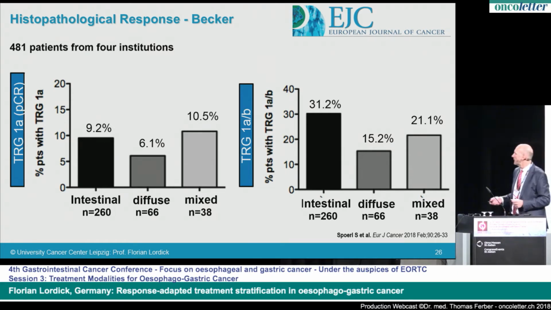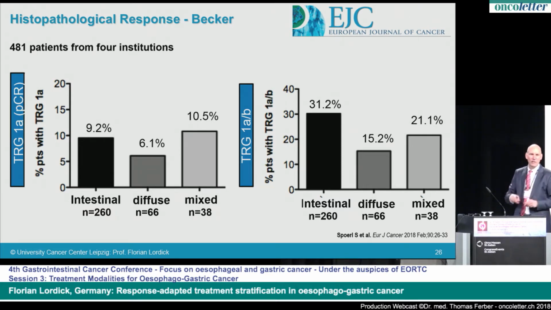We did a combined analysis of patients treated in Germany with taxane-based neoadjuvant treatment, and this was published recently in the European Journal of Cancer. It was nicely shown that patients achieving a complete response have a much higher likelihood of having an intestinal subtype of gastric cancer than a diffuse subtype. And this is also true when you combine 1A and 1B.